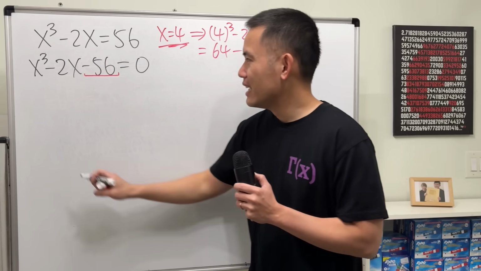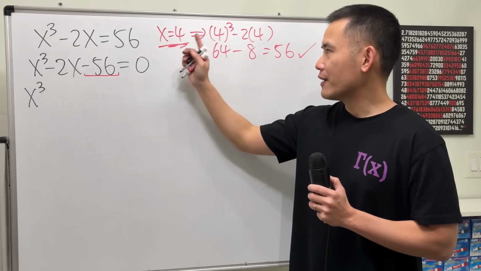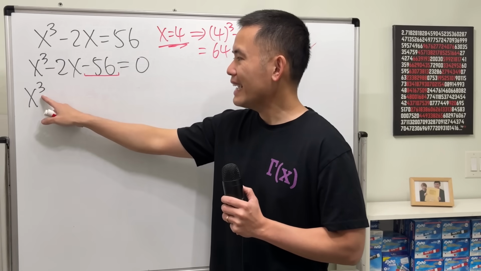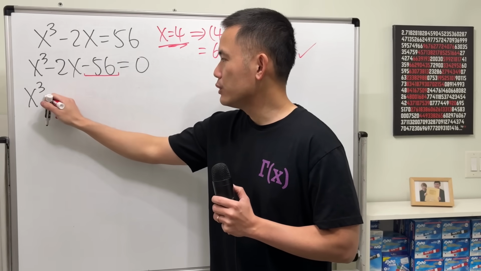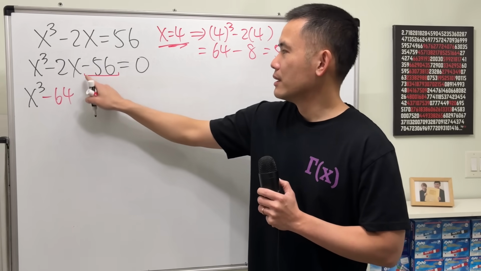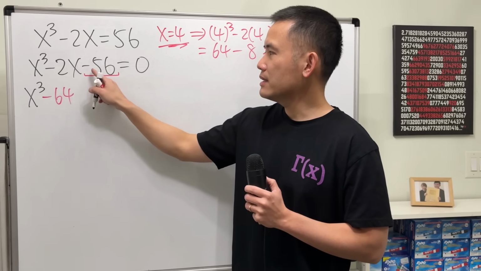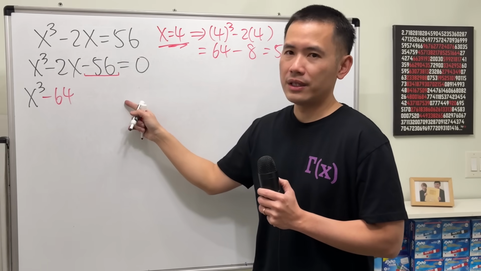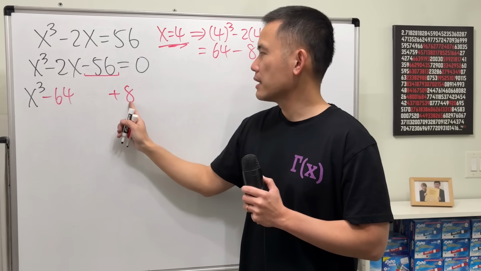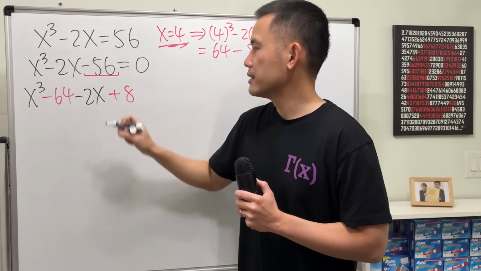Check this out. We have x to the third power. What I want to do is, when I have 4 to the third power, what is that? 64. I want to have a minus 64. So I'm going to really write down minus 64. Okay, so have a look. I'm going to use this to get negative 64, but that's only negative 56. So what more do I need? The answer is actually plus 8. Negative 64 plus 8 gives us negative 56. And the minus 2x stays.